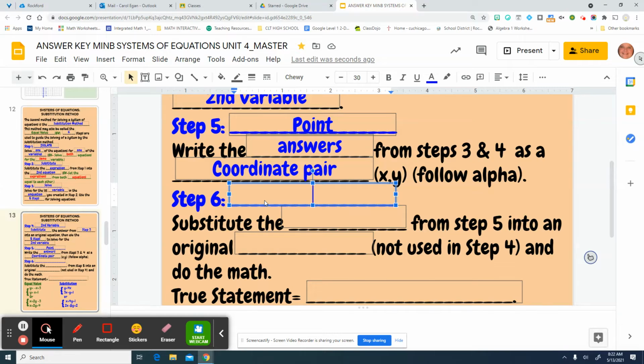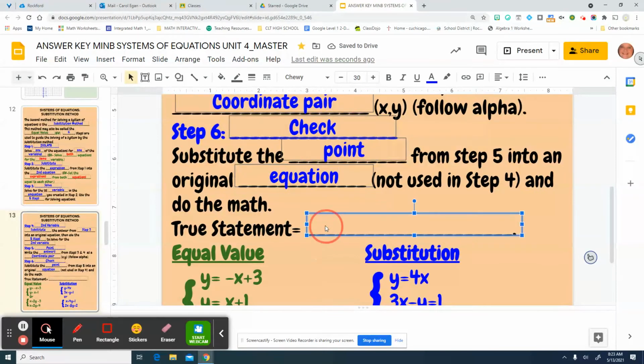So in step 6, the final step, we need to check our work. How do we do that? We substitute the point from step 5 into an original equation not used in step 4 and do the math. If we get a true statement, then we have a correct solution.